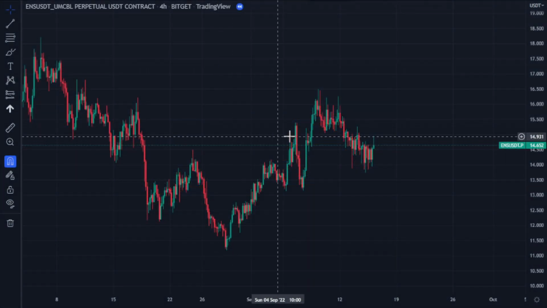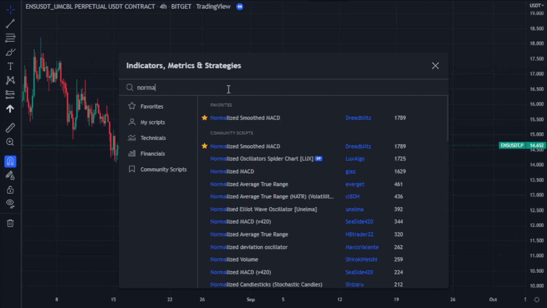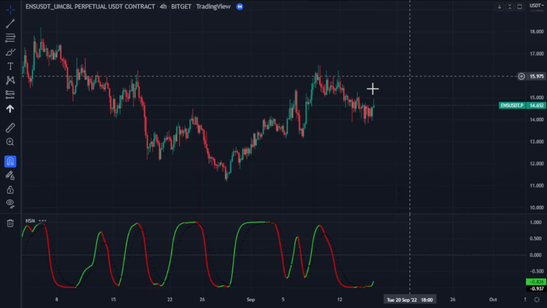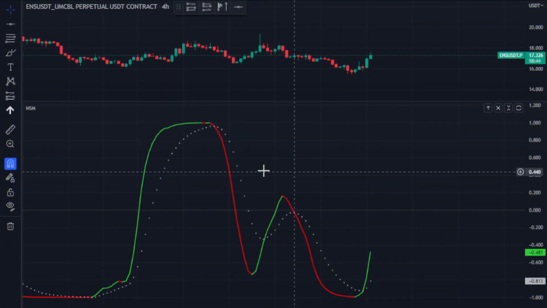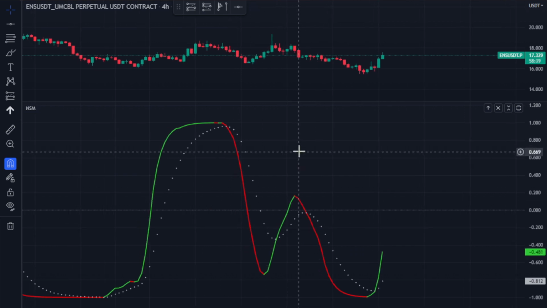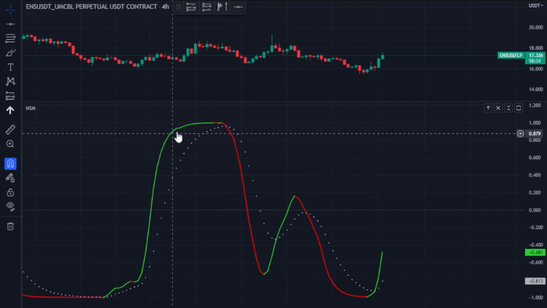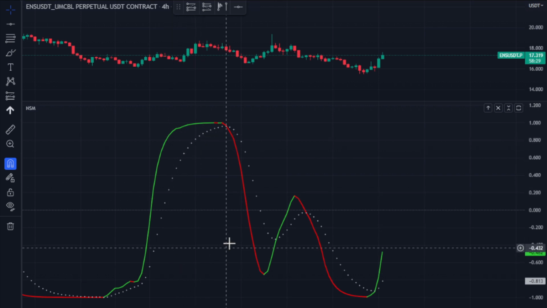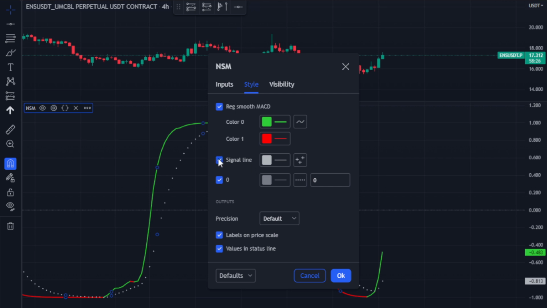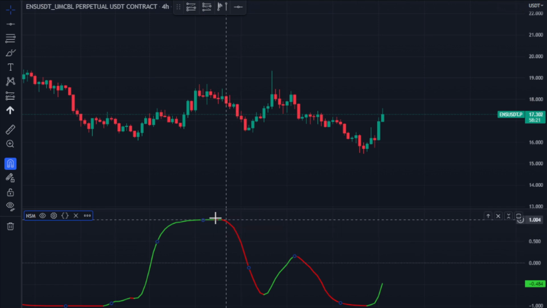Let's look at the second indicator, which is called Normalized Smooth MACD. So we add it to our candlestick chart. This indicator is from Dreadblitz. Surely you have seen this indicator before, but now I am going to explain much better how you can use it in your trading. This indicator has the zero line, the MACD line, and the signal line. But I personally believe that the signal line is not necessary, because seeing the MACD line we can have good signals and understand the market. So we turn off the signal line.